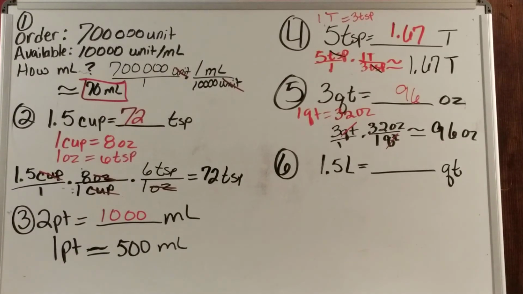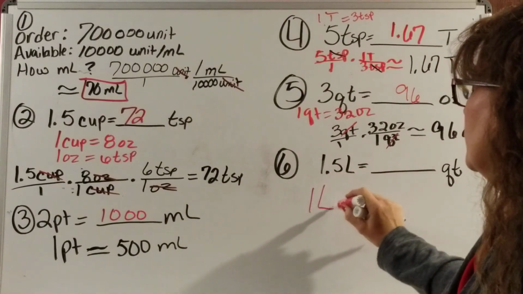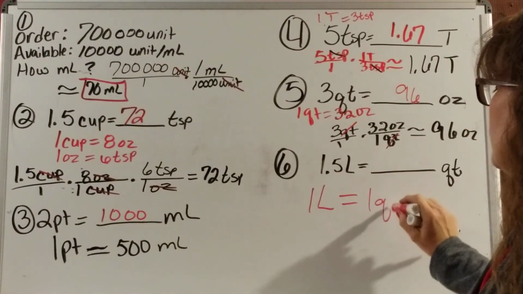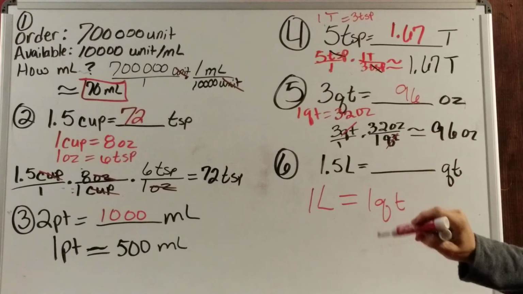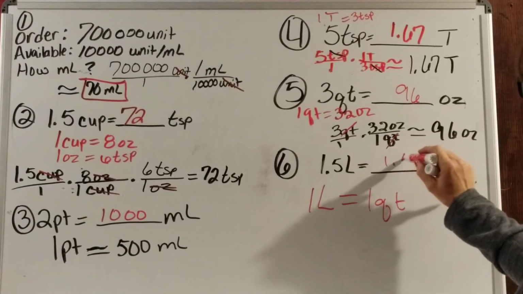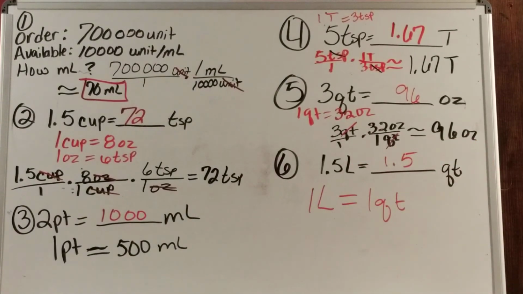And then the last one says, if I have 1.5 liters, how many quarts is that? Well, I know that for every 1 liter, that is 1 quart. So this one is pretty easy. It's 1.5 quarts for every 1.5 liters.